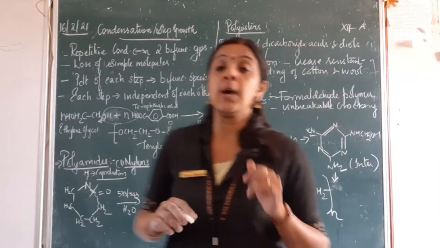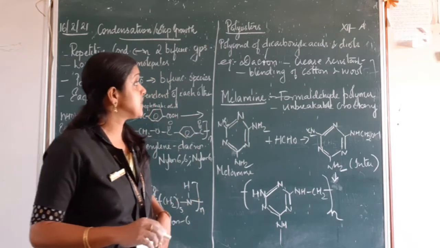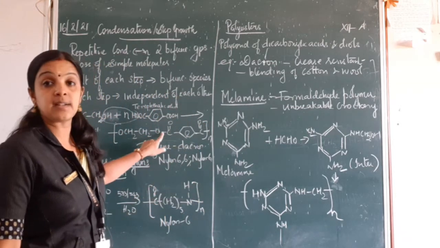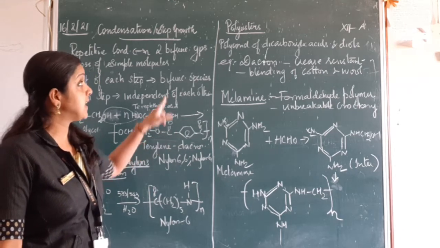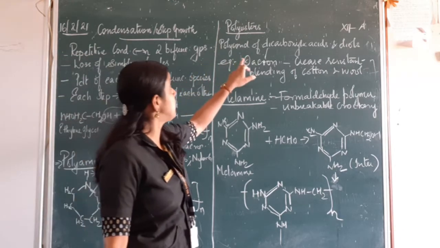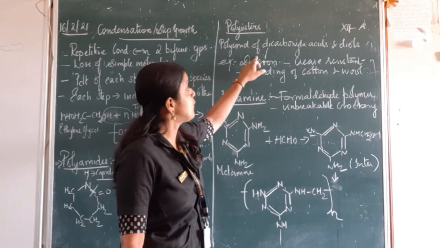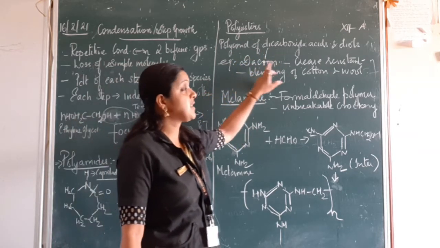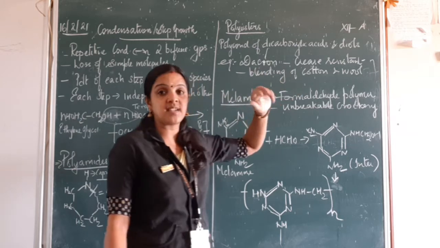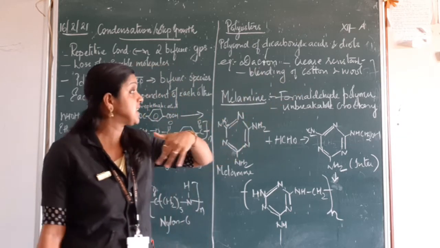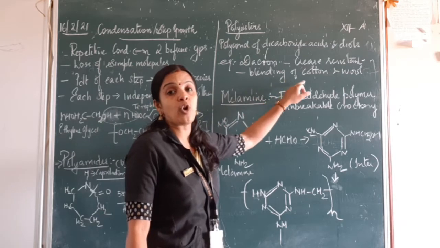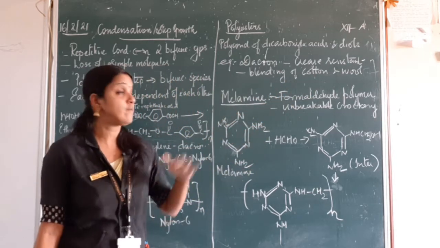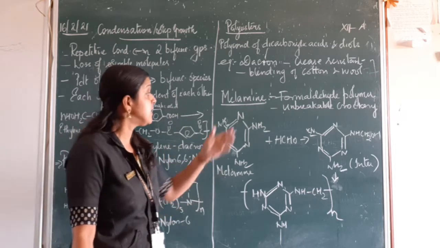The next one is polyesters. Polyesters, again Dacron you can take as an example, where we studied here the preparation of Terylene. That is again a polyester which is prepared by the polycondensation of dicarboxylic acid and diols. Here Dacron is crease resistant, meaning it does not get dirty very easily. It is used in blending of cotton and wool. The next set is phenol, which we will be discussing in the next slide.